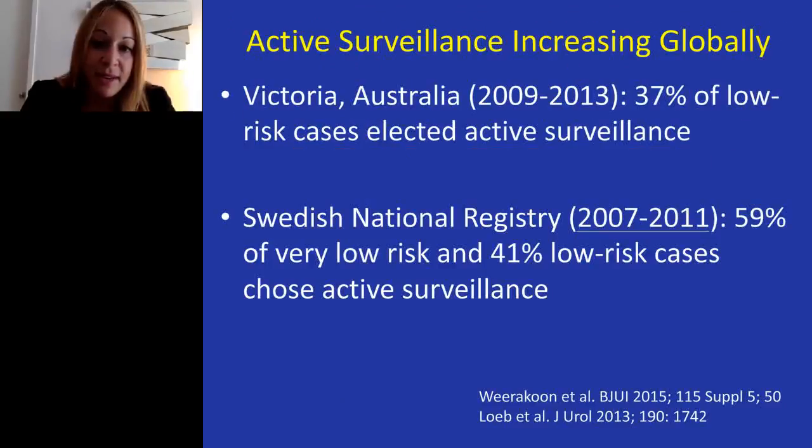These trends have been seen in many other countries around the world as well. In Australia, from 2009 to 2013, 37% of low-risk patients received active surveillance. And in Sweden, from 2007 to 2011, 59% of very low risk and 41% of low risk cases were on active surveillance. So this is a great improvement.